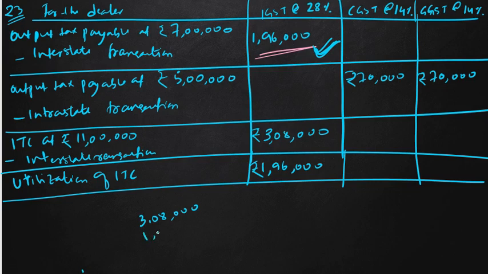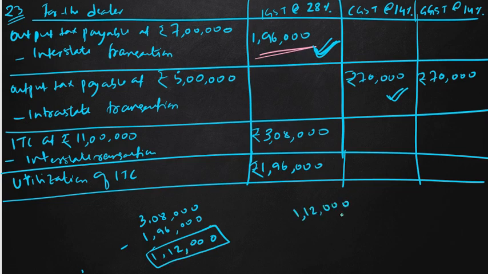Okay. So how much money does he have left? You can see he had 3,08,000, but he has paid 1,96,000. So how much money is left with him? If we subtract it, we will get the answer. So 9 1 10, 1,12,000. Okay. So he has 1,12,000. From this 1,12,000, now we will move to the CGST section.